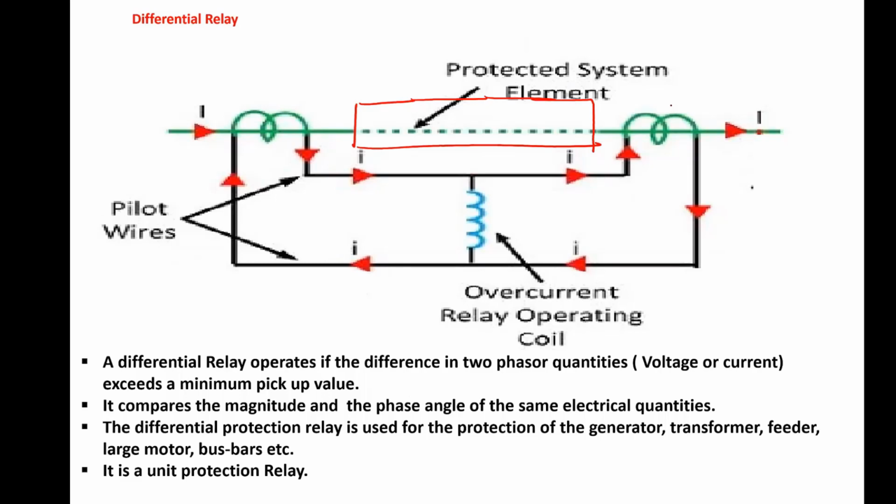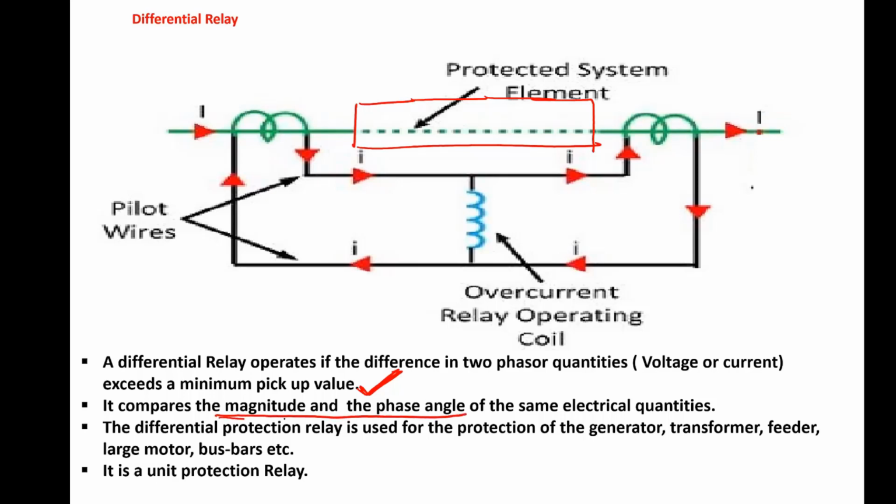Okay. So the first point in differential relay is that a differential relay operates if the difference between two phasor quantities exceeds a minimum pickup value. In differential relay, the difference of two phasor quantities, either voltage or current, if the difference exceeds a certain pickup value, then only the differential relay will operate. It compares both magnitude and phase angle.